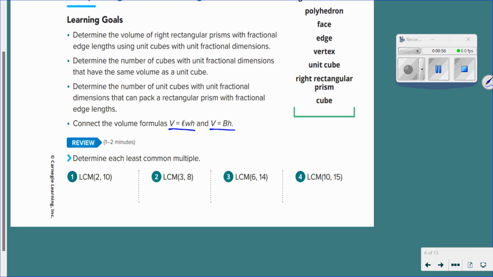Which actually gets to a couple questions I had in a previous lesson. I'm not sure if I got a recording on this one, so I do want to hit it again. The question I was asked: why do we use a cursive L for our formula for rectangles and volume? What do you think, Wyatt? So it doesn't look like a 1. Excellent. So it doesn't look like a 1.